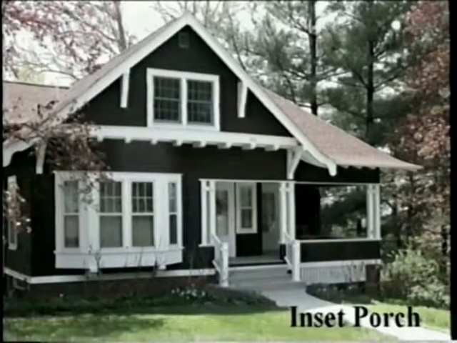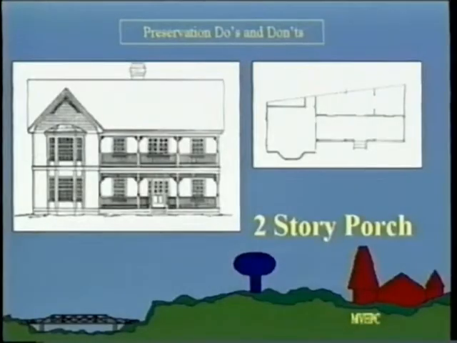With a bungalow-style house, it's fairly typical to have the broad sweeping roof form, and then the sweeping roof form actually encloses the roof of the porch. And so this is a bungalow-style house, and that's fairly typical in that style of house.